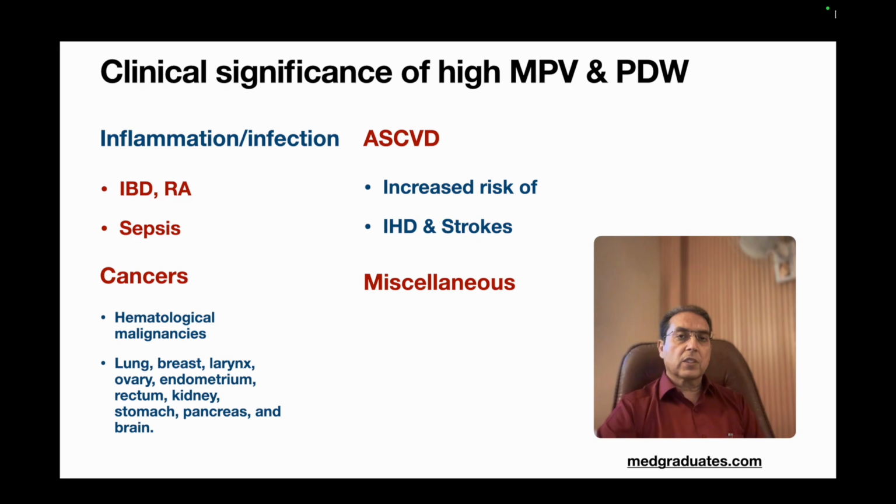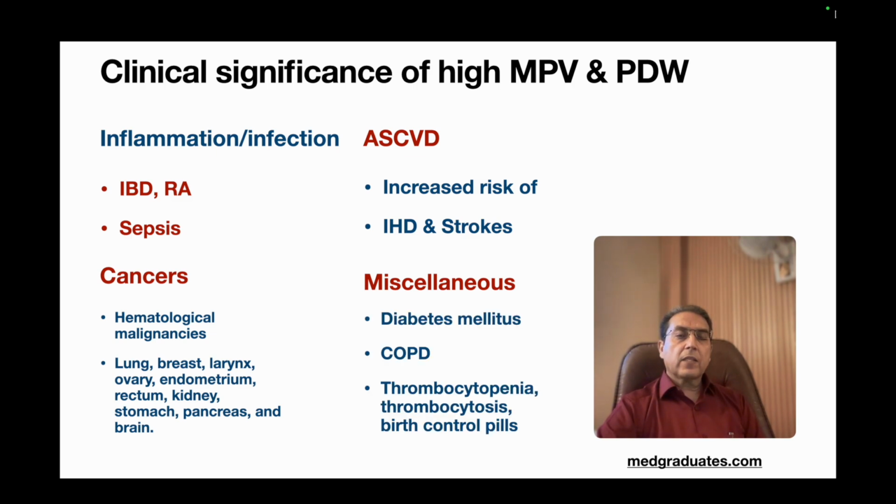And then there are miscellaneous conditions like diabetes mellitus, COPD, thrombocytopenia, thrombocytosis, and birth control pills. They all can be associated with high mean platelet volume and high platelet distribution width. So this may give us information that if a high MPV or PDW is present despite a normal platelet count, you should think of these possibilities and explore them.